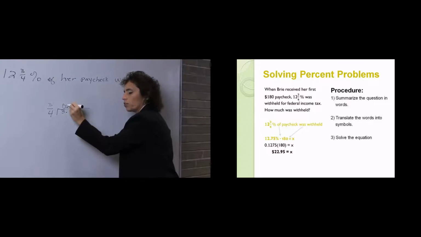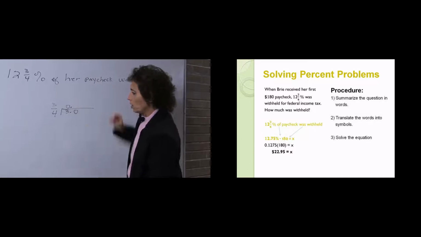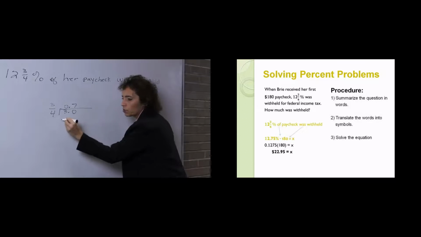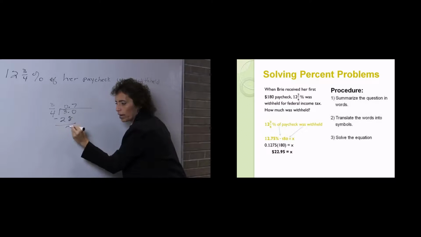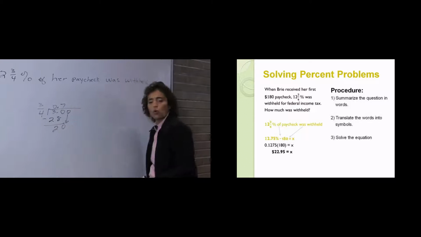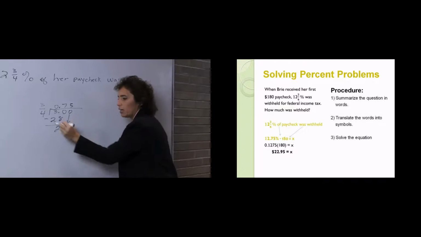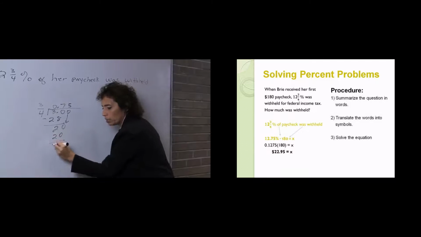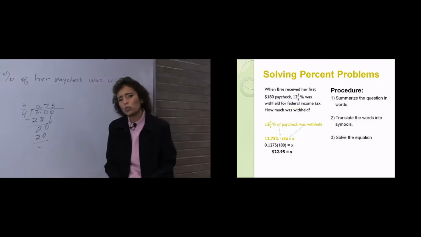4 does not go into 3. 4 goes into 37 times. That's 28. Subtract, we get 2. Put a 0 going here. Bring it down. 4 goes into 25 times. 4 times 5 is 20. So I now know that 3/4 was 0.75.